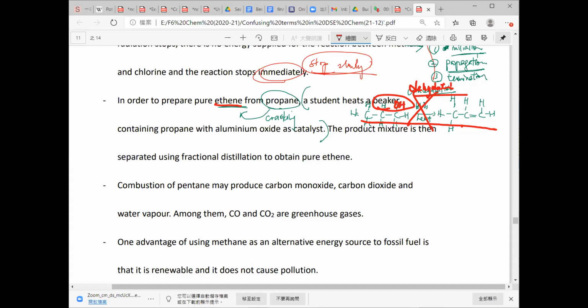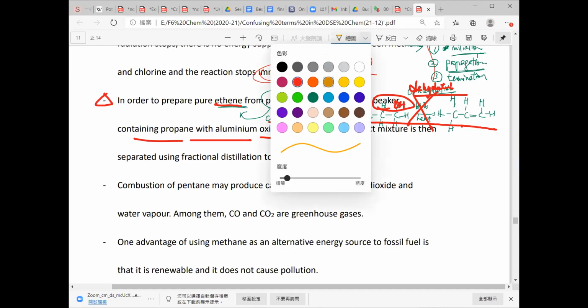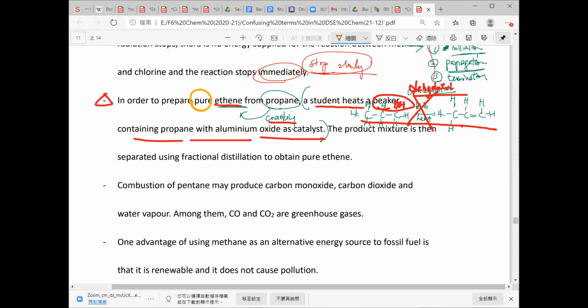明白發生什麼事? 這個還未完的, in order to prepare pure ethene from propane, 剛才余一斌說他想製造一個heat is a beaker containing propane and with aluminum oxide as a catalyst. 他覺得是cracking, 做不做到? 不會飄啊, 你執著那隻字飄啊? 好, 那你覺得整個reaction會做了什麼呢? 有什麼product? 可能會撞了一隻methane出來? 還有沒有其他答案?